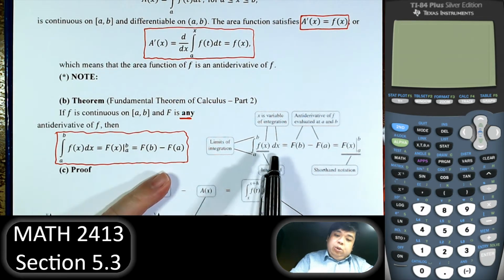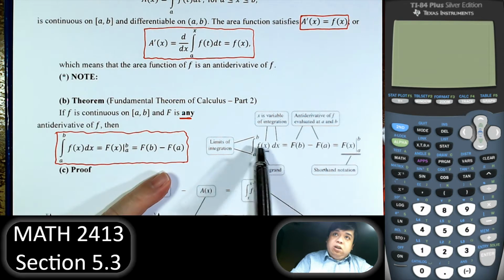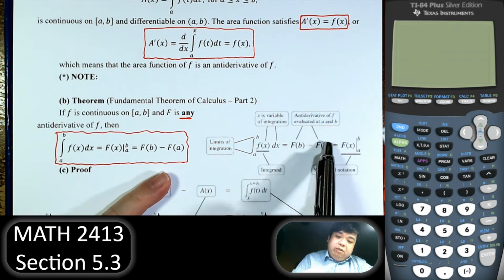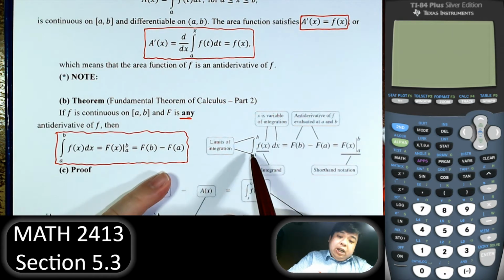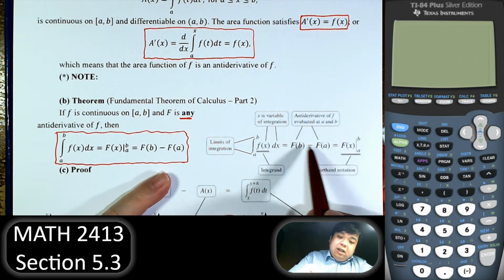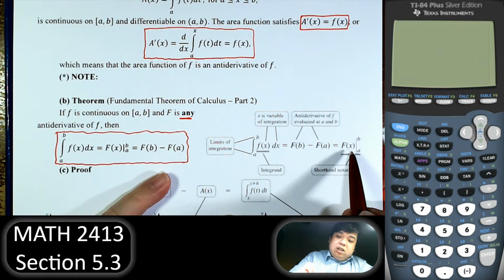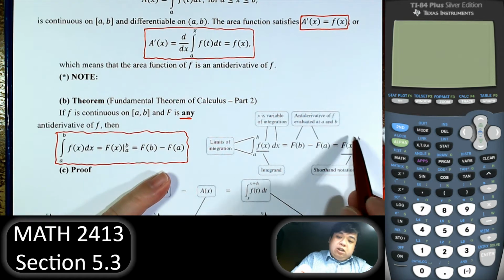So what we do is we take the function and go to any antiderivative. Any antiderivative is fine. Evaluate at the limits and subtract them. The shorthand notation is this.